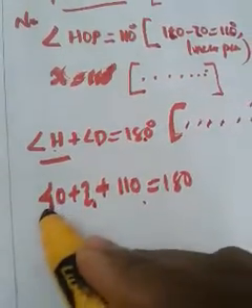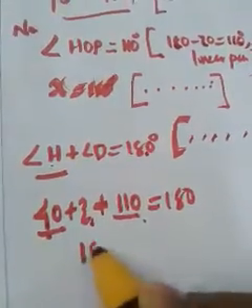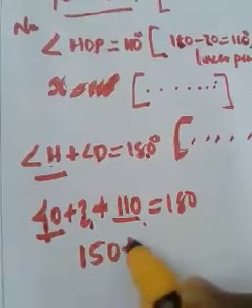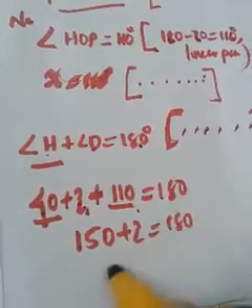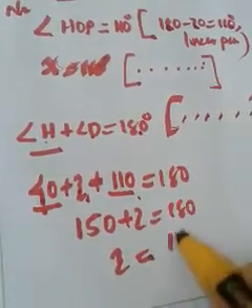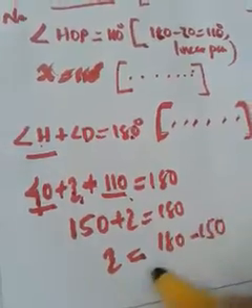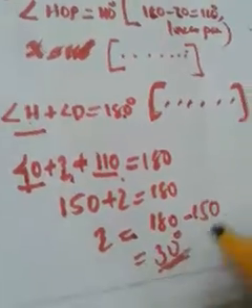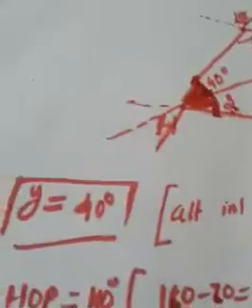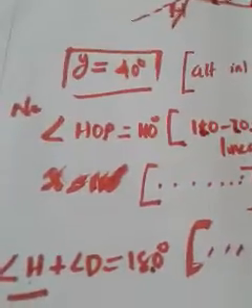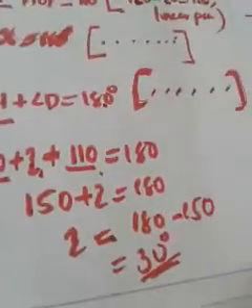And now what is 40 plus 110? 150. The remaining is plus Z is equal to 180. In that way we will get the value of Z as 180 minus 150. What is that? 30 degree. So we got the value of Z as 30 degree. So in short, Y is 40 and X is 110 and Z is 30.